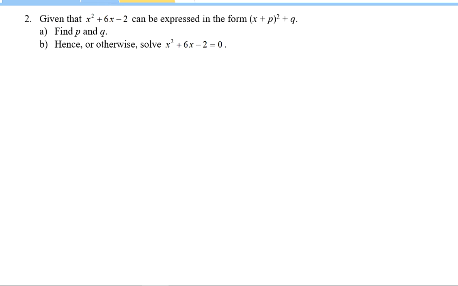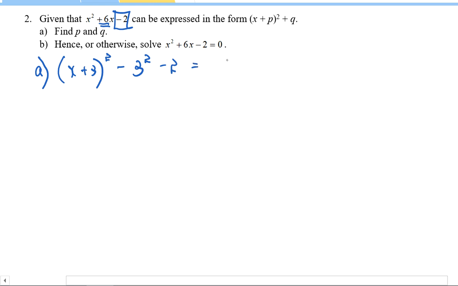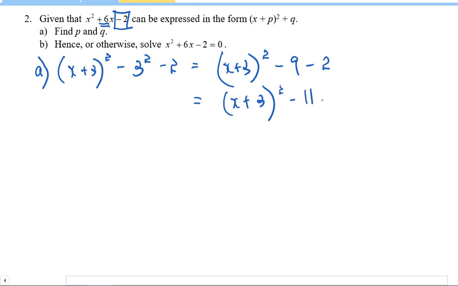Question 2 is a very similar question. Let us try it now. The value of x here is 6. Half of 6 is 3. It's a positive 3. Subtract 3 square. Remember to write the number there as well. Now simplify your answer. Okay, P will be equal to 3. Your Q will be equal to negative 11.